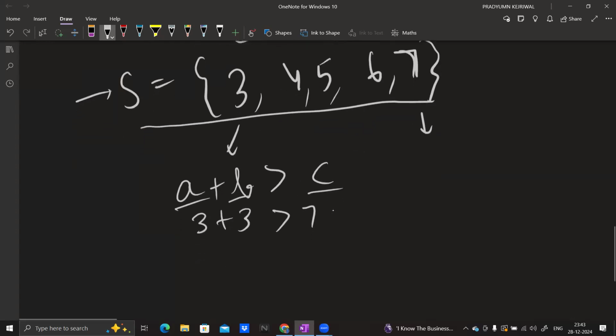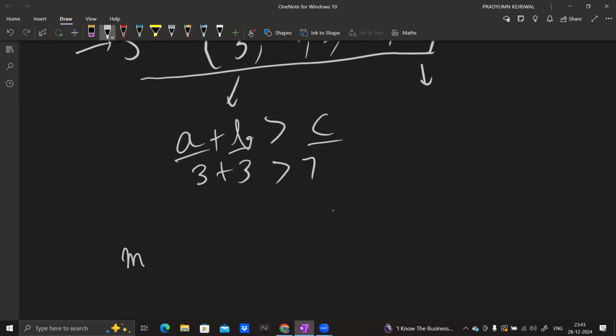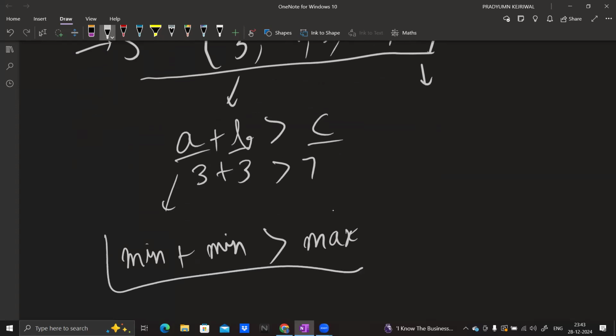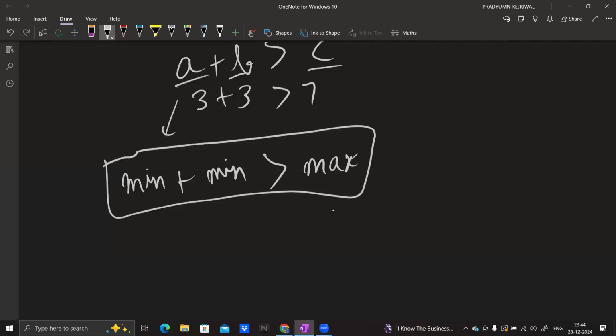So basically what we want is that if I take a as the minimum and b as the minimum, minimum plus minimum should be greater than maximum. I'm taking c as the maximum. This is the extreme case. If this satisfies, then definitely other pairs will also satisfy. So that's why this is the condition for a set to be stable.